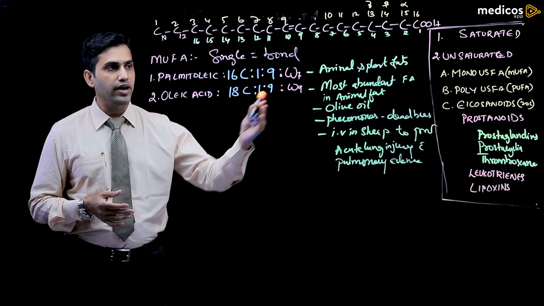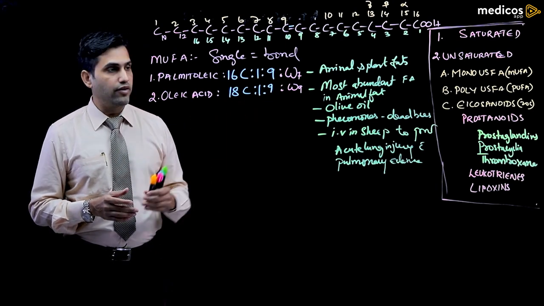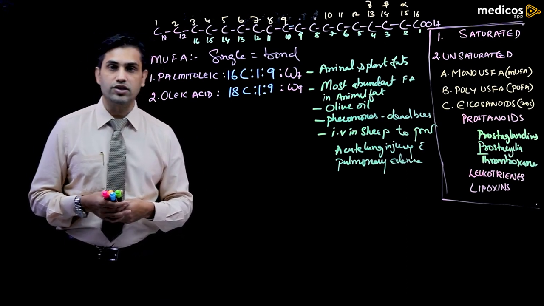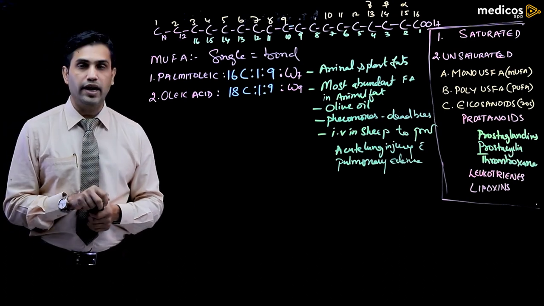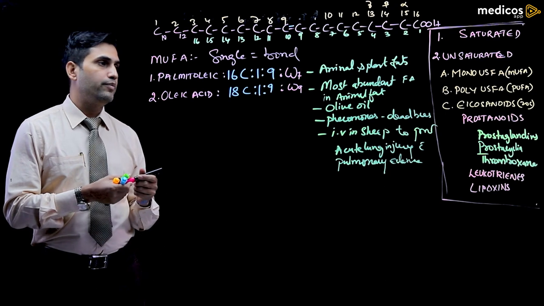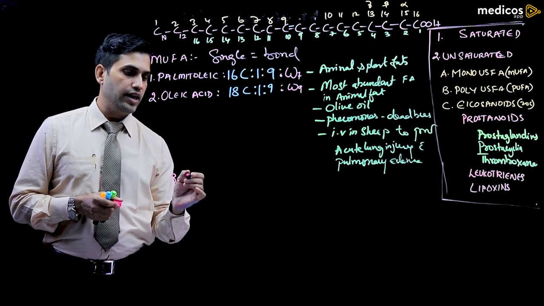So that is about oleic acid. It's the most abundant fatty acid in animal fat, and rich in olive oil. It acts as a pheromone, and also experimentally it is given in sheep to produce acute lung injury with pulmonary edema to study the effect of the drugs. Next, the third example of a MUFA is elaidic acid.